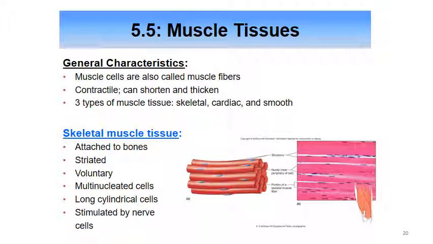Alright, so now the different types of muscles. Muscle cells are also called muscle fibers. Point that out. And muscle cells are able to shorten, meaning contract. And so 3 different types of muscle tissue. Skeletal muscle tissue is attached to our bones. It is striated, meaning that it's got these thin lines running through. You can kind of see it here too.